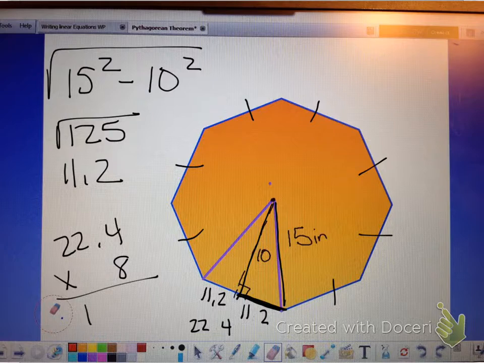And so this would be 179.2. And if it had units on it, which it does, I would say inches. So I hope that helps. Remember to make your right triangle, figure out how much of it you need, and then use it.